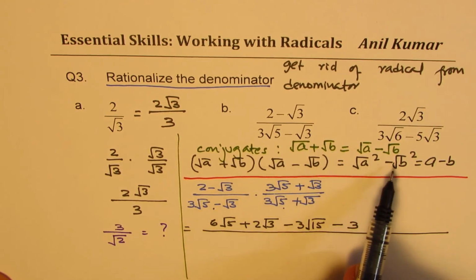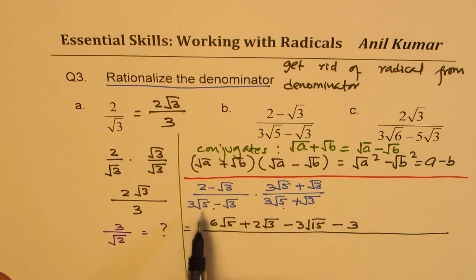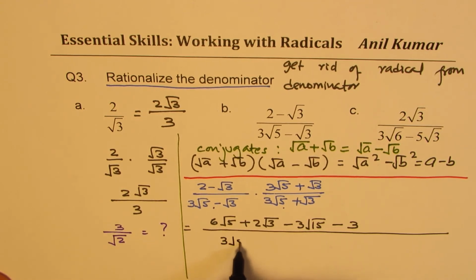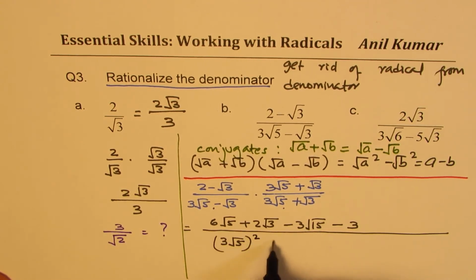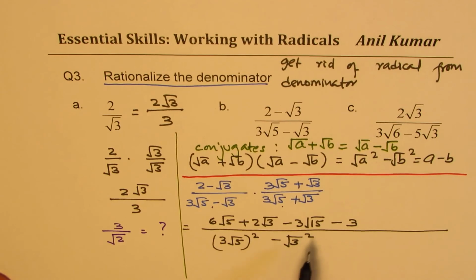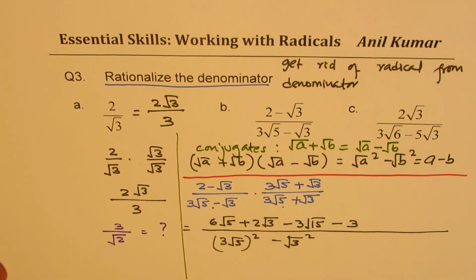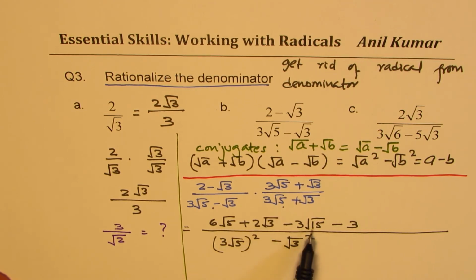In the denominator, using this property, we get (3 square root 5) whole squared minus (square root of 3) whole squared. You get an idea, correct? So that is what it is. Now you can combine the like terms. In the numerator, if you see, there are no like terms: square root 5, square root 3, square root 15 and 3. None of them is a like term. So just leave it as such.